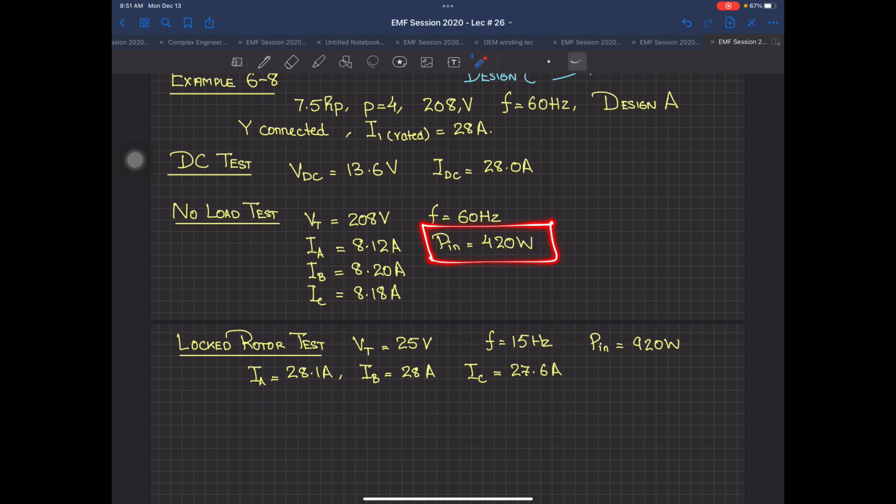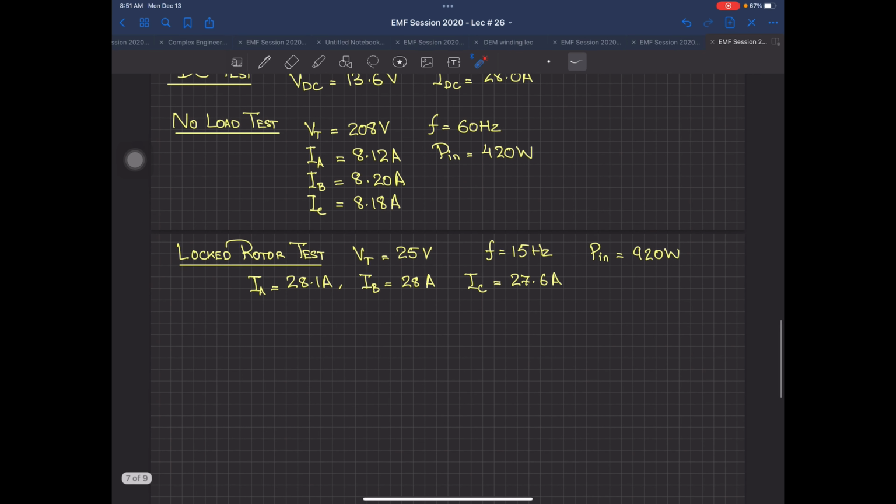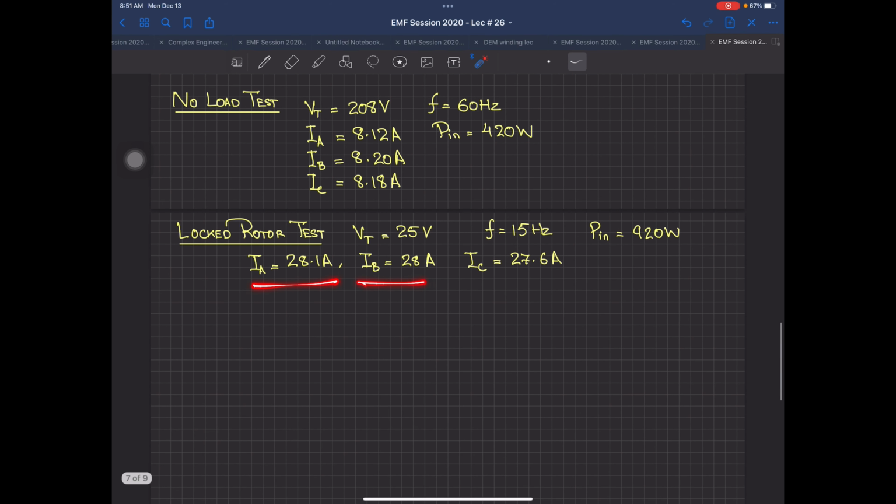P input power is given, that is actually 420 watts. For the lock rotor test, the applied voltage, you can see this is 25 volts. The test frequency is kept at 15 hertz. Maybe it can go to 20, 25, but in this example, this is taken as 15 hertz. The input power is 920 watts. So this is a lock rotor test. The currents IA, IB and IC, same phenomenon over there, because you have three windings, and these three windings have a little bit of disparity in their current.